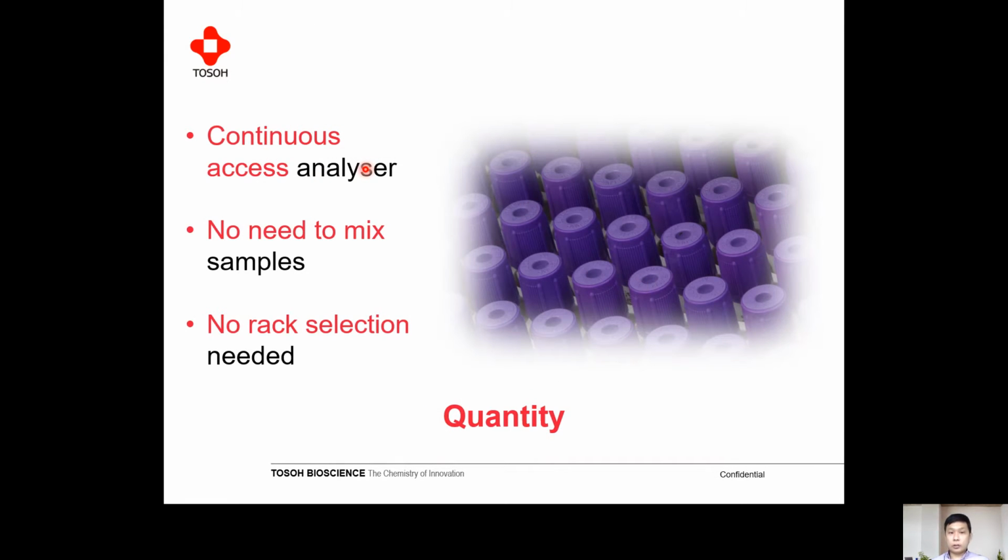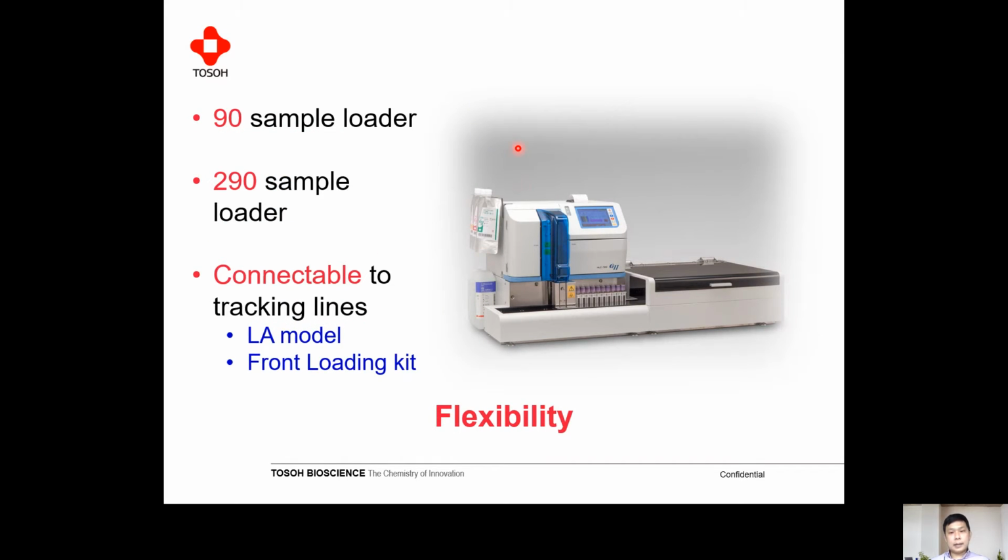So G11 is a continuous access system analyzer. There's no need to pre-mix the sample before you put onto the rack for analysis. There is no rack selection required. So you just basically load into the tube and then just press start button, you're good to go. What you see here are different configurations available. With 90 sample loader is what I'm circling right here. This is a 90 sample loader configuration. If it's a 290 sample loader configuration, it will be this whole thing here.